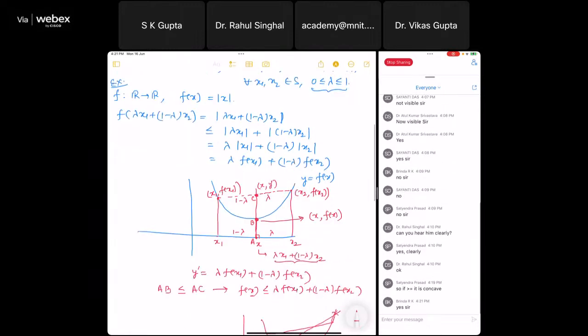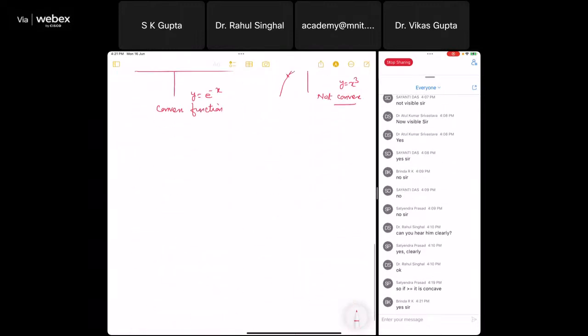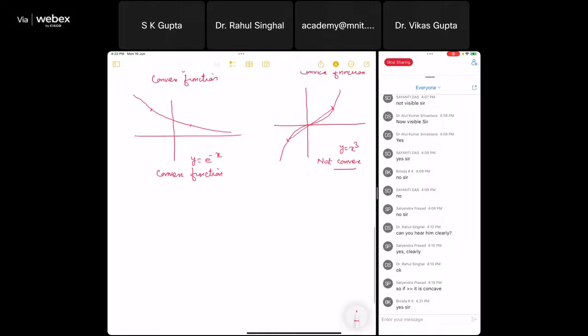So in fact we can say, Satyendra, that a function f from S to R is concave if and only if minus f is convex. That means the inequality is reversed, right?